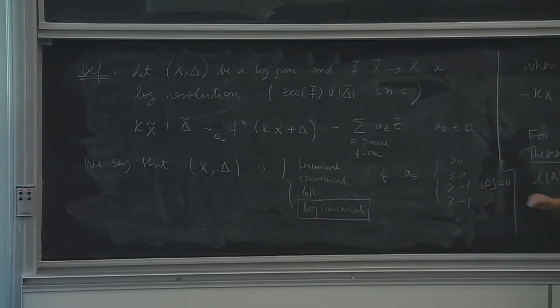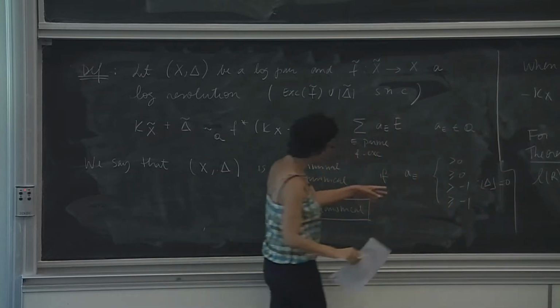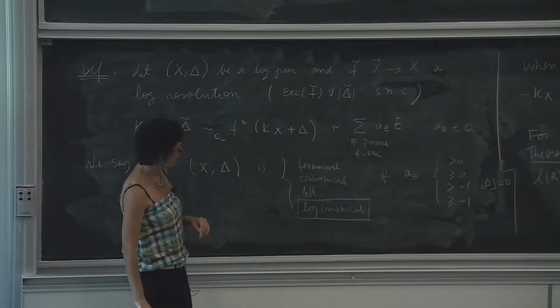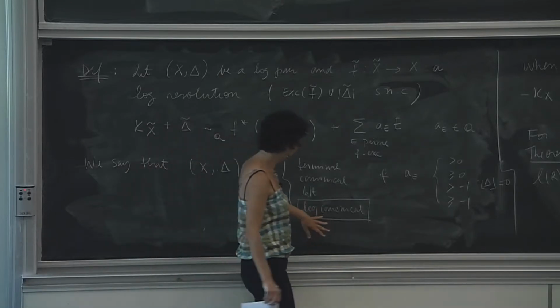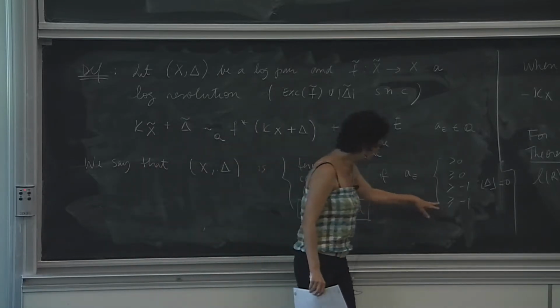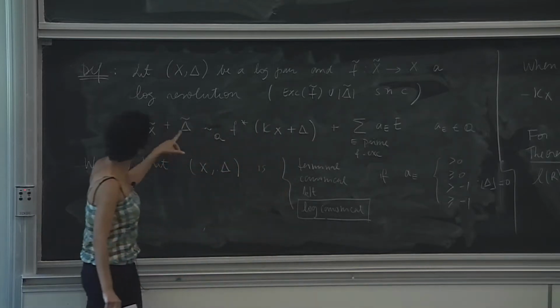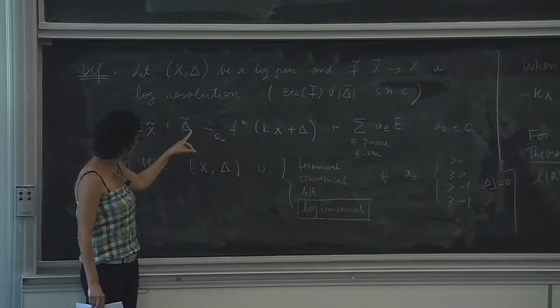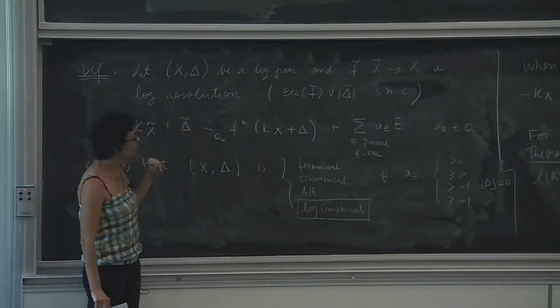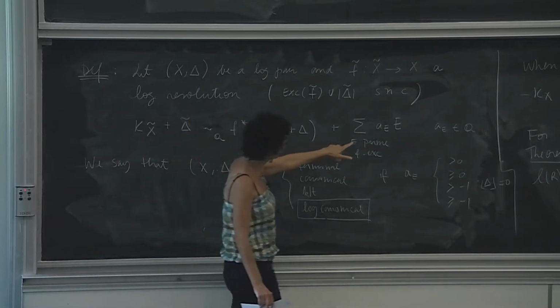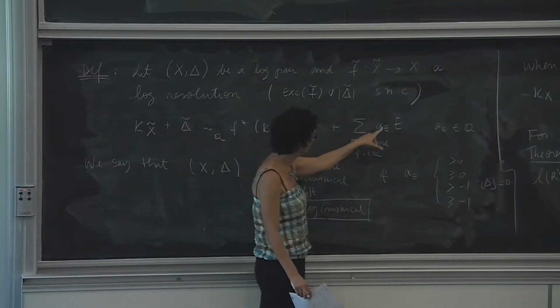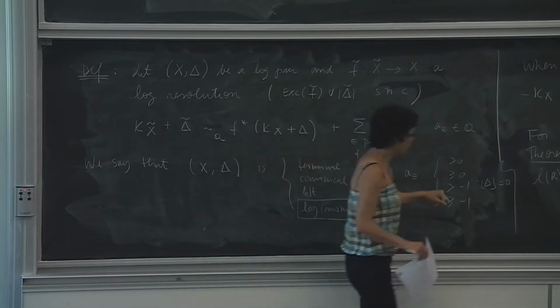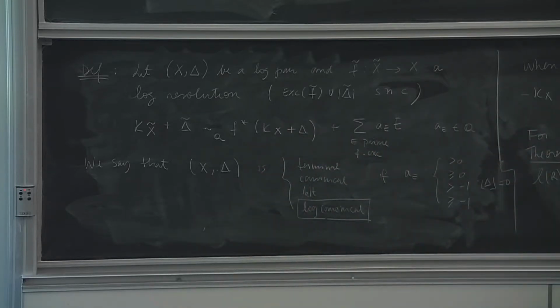You can think of this, it may look strange, but for the log canonical, you can think that I can increase my boundary divisor delta by adding one copy of each prime divisor, and this would then ask that if I put it on the other side, these coefficients are greater or equal than 0. So this would be the log version of the canonical singularities, and this is a natural condition to ask.